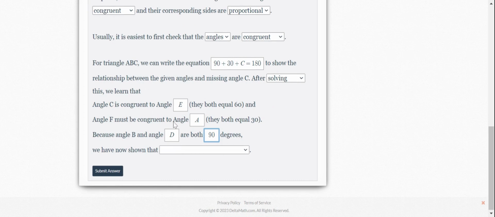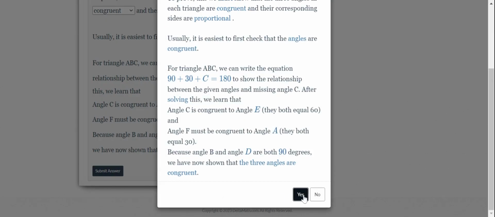And so we just showed that all three angles have corresponding angles that are congruent to them, right? C and E are 60, F and A are 30, and B and D are 90. And we've just shown that all three angles are congruent. Okay, there's not enough space for me to do the whole problem, so I had to make this a two-part problem. And so that's the first part, is proving the angles congruent.